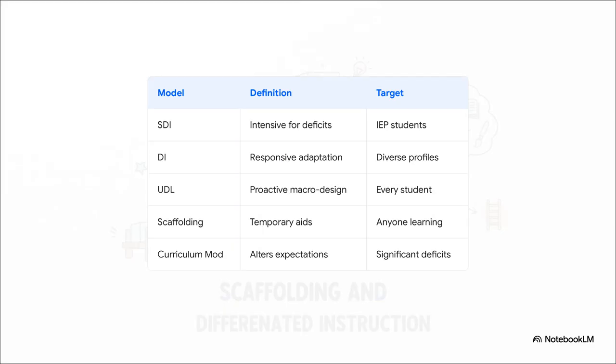Before we jump over to differentiation, we really need to set up some guardrails between these frameworks to avoid any pedagogical confusion. Looking at these models side by side, notice how scaffolding is targeted at literally anyone learning. It could be the whole class, a small group, or just one individual. But the ultimate key takeaway here, and please, if you hear nothing else today, hear this, is that scaffolding proactively preserves absolute grade-level rigor. You are not lowering the bar for anyone. You are simply providing a temporary ladder to help them reach that bar.